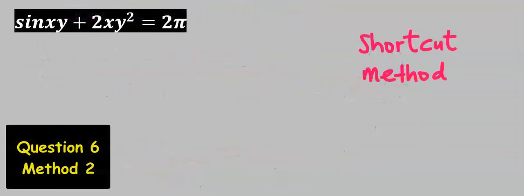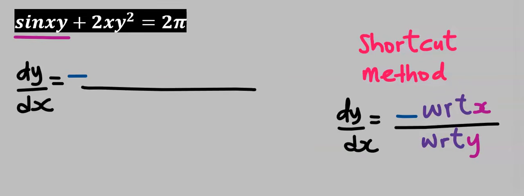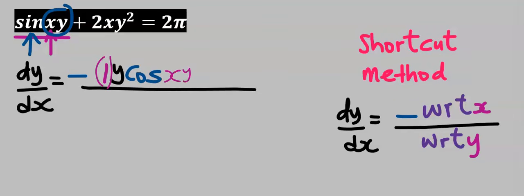Next, alternatively, let's use the shortcut method. First, let's consider this. However, my concentration now will be at x. Let's differentiate x. We're going to get 1. However, I'm going to ignore y. Next, we're going to differentiate sine, and we're going to get cos. Next, I will recopy back the x and y in front of the sine. Now I'm done with this. Next, I will put this plus.